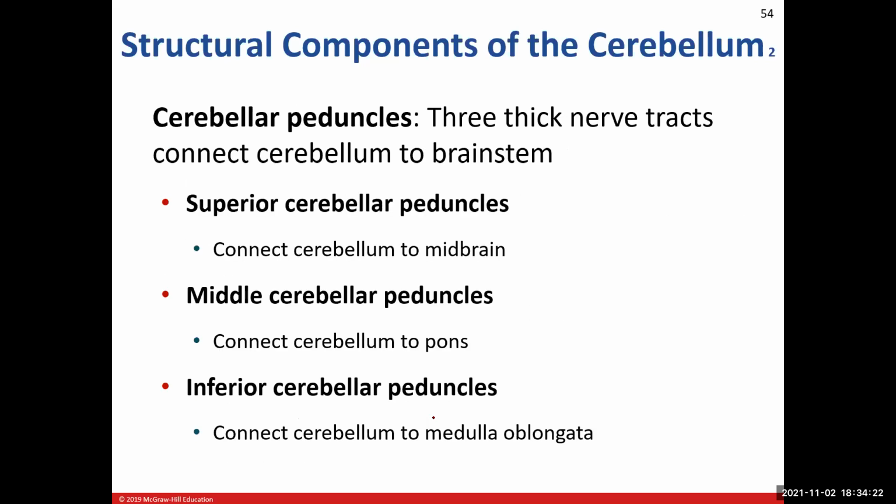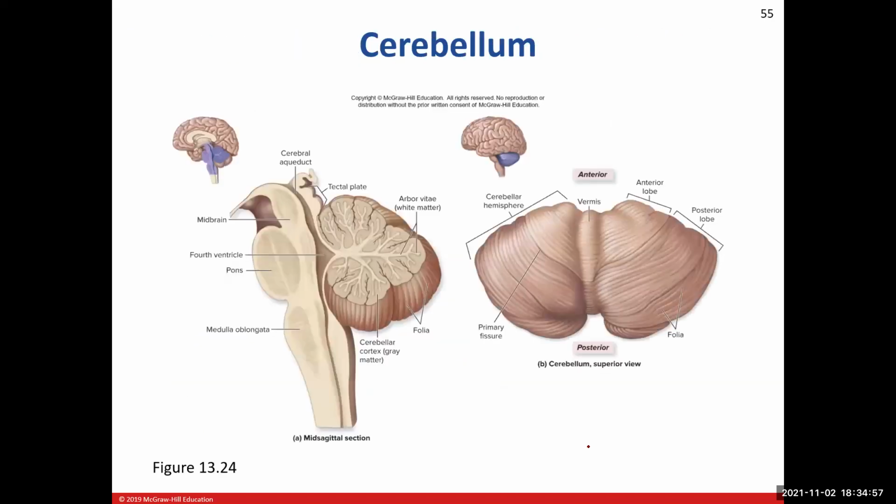All right, so we already saw the cerebellar peduncles, just a quick review. Three tracks that connect the cerebellum to each part of the brainstem. The superior cerebellar peduncles are going to connect the cerebellum to the midbrain. The middle cerebellar peduncles are going to connect the cerebellum to the pons. And then the inferior cerebellar peduncles are going to connect the cerebellum to the medulla oblongata. Each of those parts of the brainstem gets its own little connection to the cerebellum.